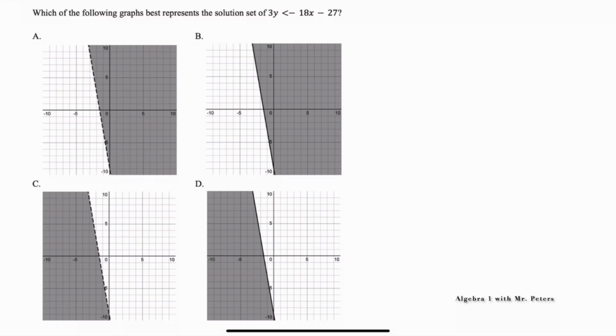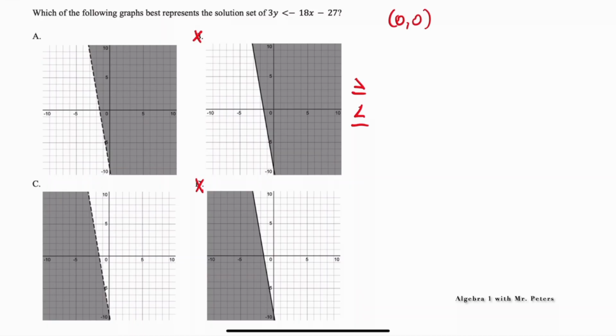So we're dealing now with shading linear inequalities. We need to eliminate B and D because we would have to have a greater than or equal to sign or a less than or equal to sign to have a solid line. They gave us a dash line. So now all we need to figure out is if A or C is correct, and the way we do that is picking a test point. So let's try 0, 0. I always love using 0, 0.